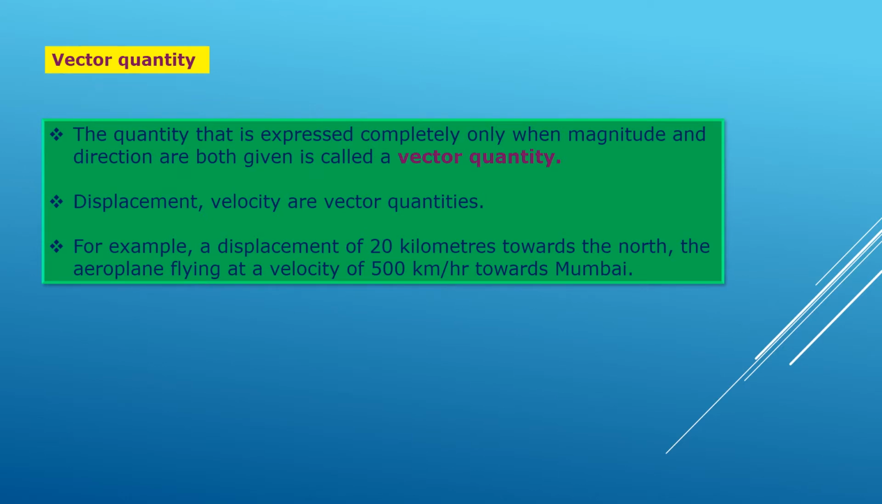Now children, let us see vector quantity. A quantity that is expressed completely only when magnitude and direction are both given is called a vector quantity. Displacement and velocity are vector quantities. For example, a displacement of 20 kilometers towards the north, or an aeroplane flying at a velocity of 500 kilometers per hour towards Mumbai. So these are vector quantities.